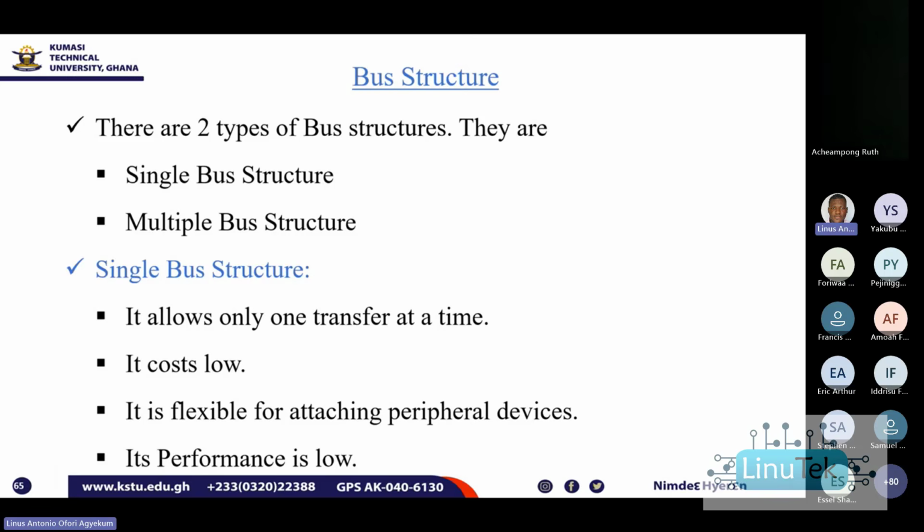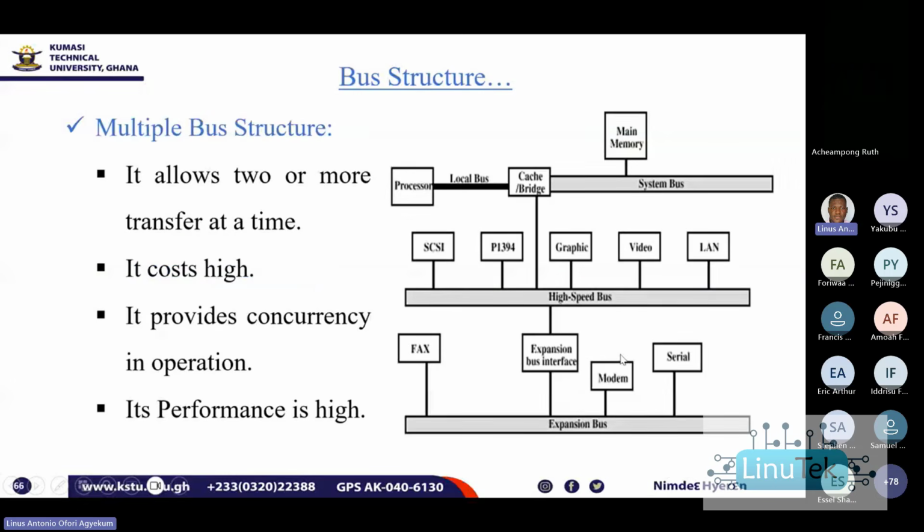Designing systems with single bus structure would normally come at a very low cost. And if you need to attach another peripheral or another device to the single bus structure, it would be very flexible to do. And its performance compared to a multiple bus structure would be low. So let's look at the illustration of a multiple bus structure.